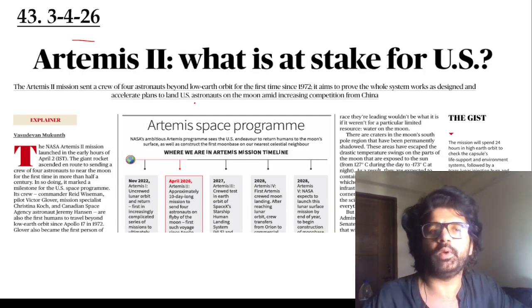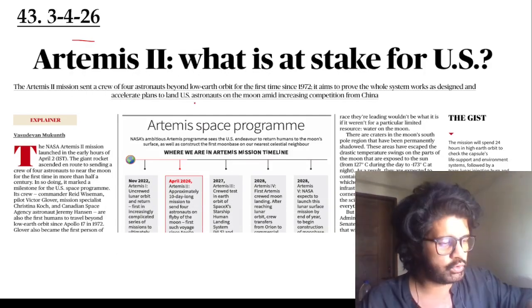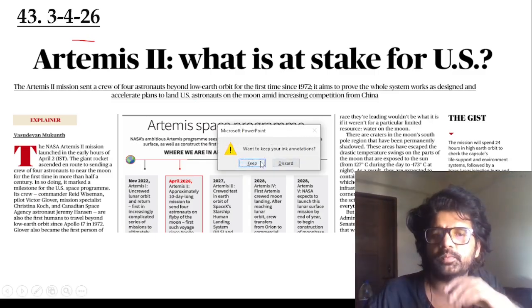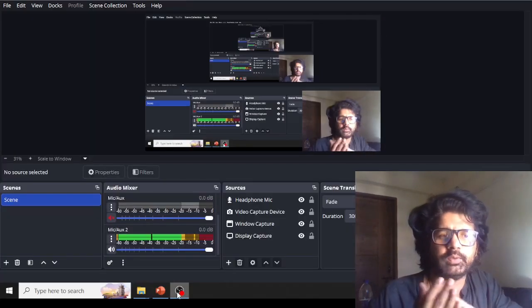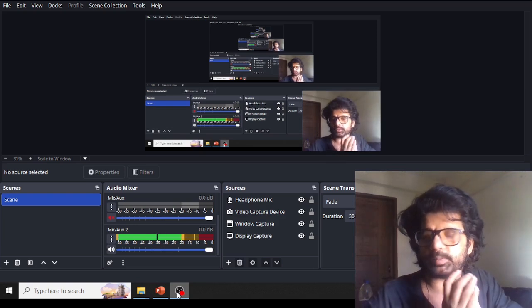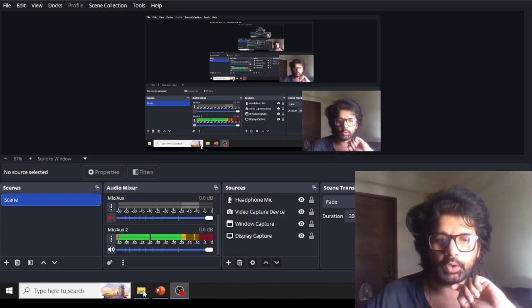43, 3rd April 2026, Artemis 2. What is at stake for US? It's in the news, continuously in the news. Earlier, there were supposed to be 3 Artemis missions. Now they have extended it to 4 Artemis missions, and there's a race between US and China. Earlier there was a race between US and USSR during the Cold War era.